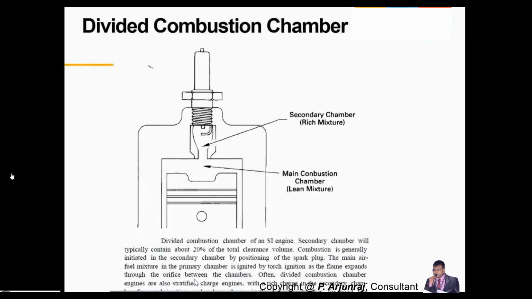And what is the advantage of this? This primary chamber or the secondary chamber will help to expand the flame, but at the same time it will also ensure that it is not going to travel a long distance. And this will help for good ignition and lean charge. In the case of a primary chamber, it gives good fuel economy, and this helps for better mileage also.